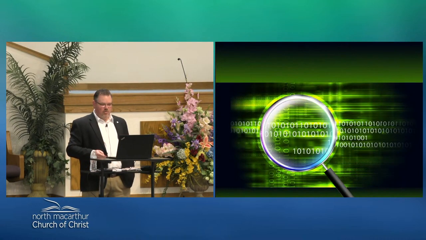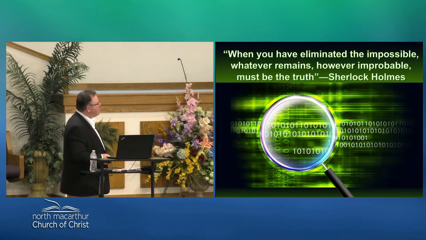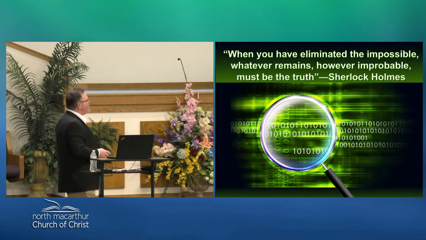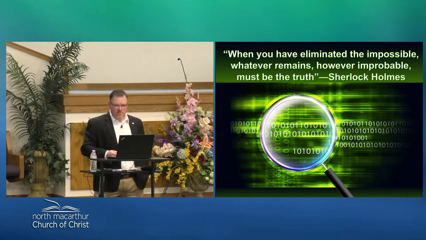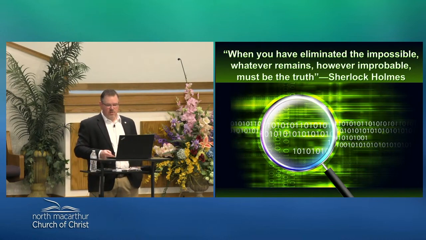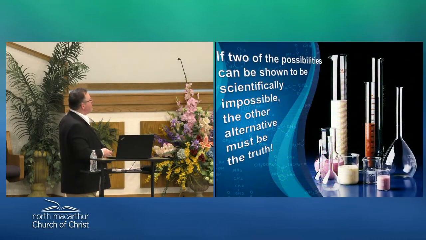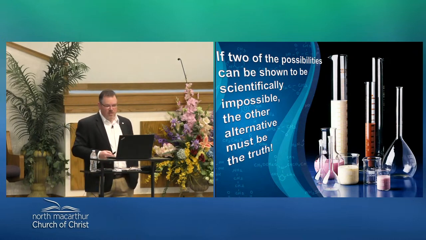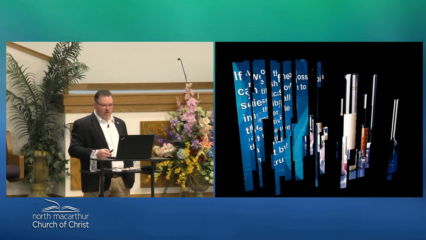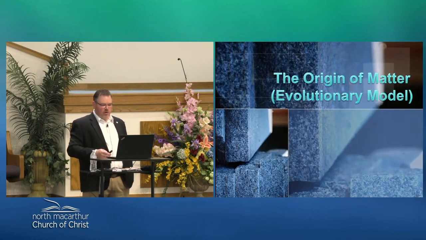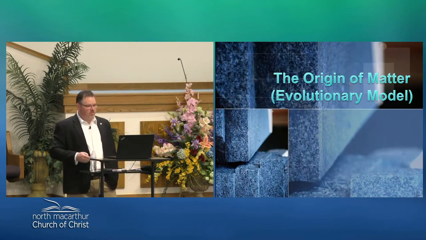That's what you got. Immortal words of Sherlock Holmes, when you have eliminated the impossible, whatever remains, however improbable, must be the truth. All right, so which one is it? Spontaneous generation, eternality, or creation? If two of the possibilities can be shown to be scientifically impossible, the other alternative must be the truth. All right. So if you are a naturalist, then you've eliminated one of your options.